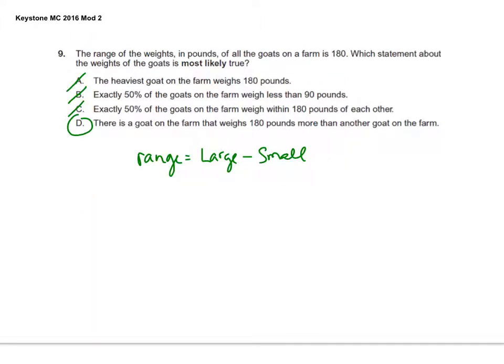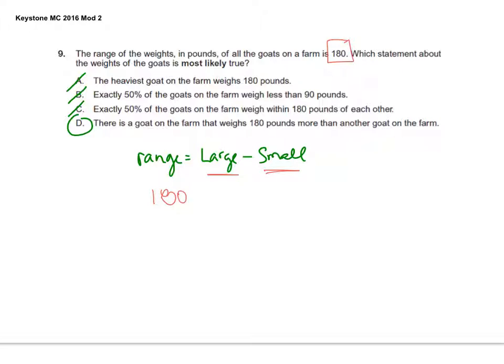Quick review about this guy here, because this is a little review of your statistics from the past couple years. When we talk about range in data, we are talking about taking the large value minus the small value. So if the range of the weights of all the goats on a farm is 180, that means we have some very large animal minus a small animal equals 180. So think about what that means.